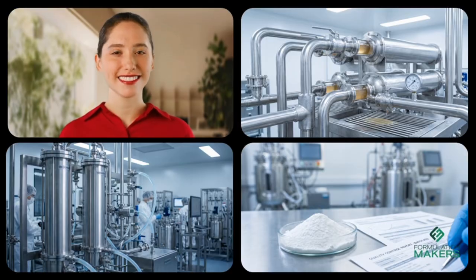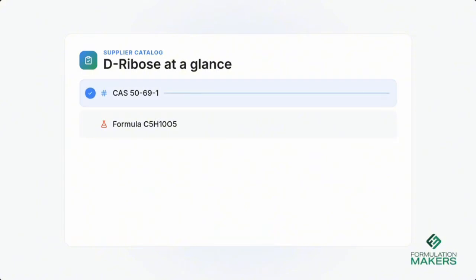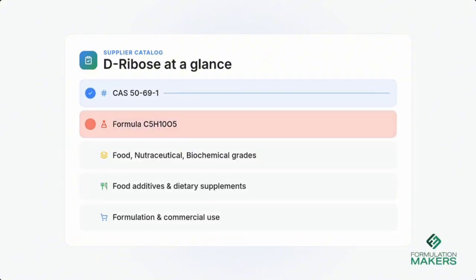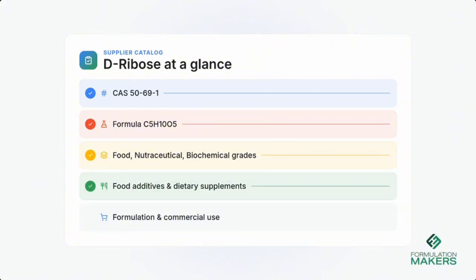In supplier catalogs, D-ribose is usually pinned down with standard identifiers like CAS 50-69-1 and the formula C5H10O5, then grouped by specifications such as food grade, nutraceutical grade, or biochemical grade. Those same listings often spell out where it fits in practice, like food additives, dietary supplements, and formulation work, so buyers can see the commercial use cases at a glance.